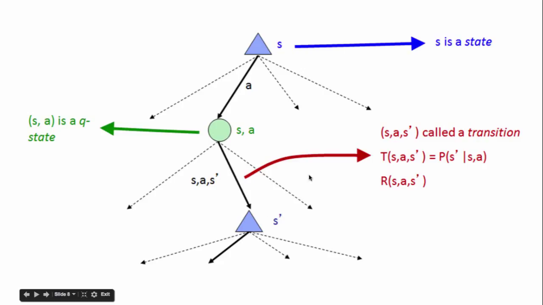And which S' you land into is going to be based on the transition model, right? So the transition model says the probability that you'll land in state S' given that you're in Q state (S, A). And then there's also rewards in these transitions here. Okay, so maybe every time you land in some state S', you get a reward of +1. That's going to be encoded in the transition here.